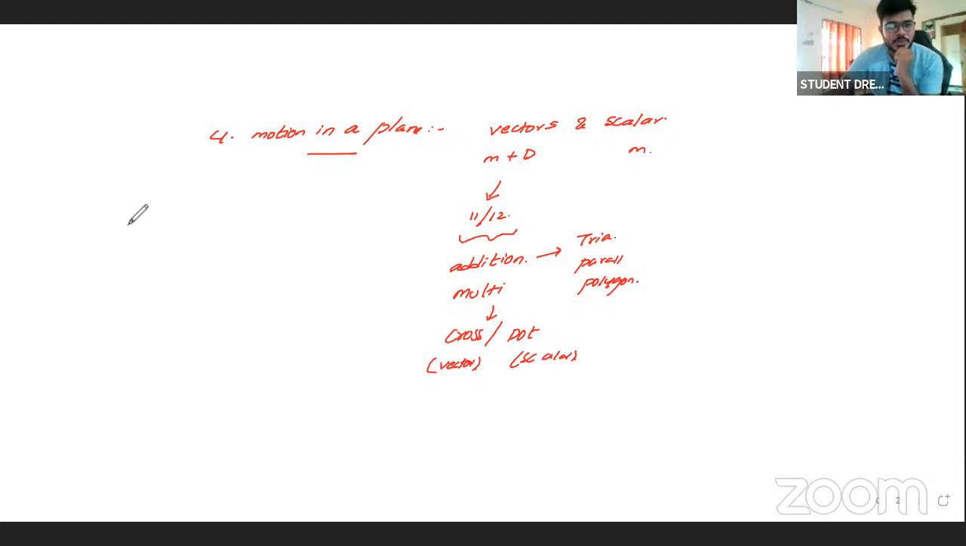For example, oru chinna example paakalam. So ipo varaku namba discuss pannadukku we have seen the flux pathi namba paathirukkom. So electrostatics la discuss pannirukkom, and we have seen your magnetism also.